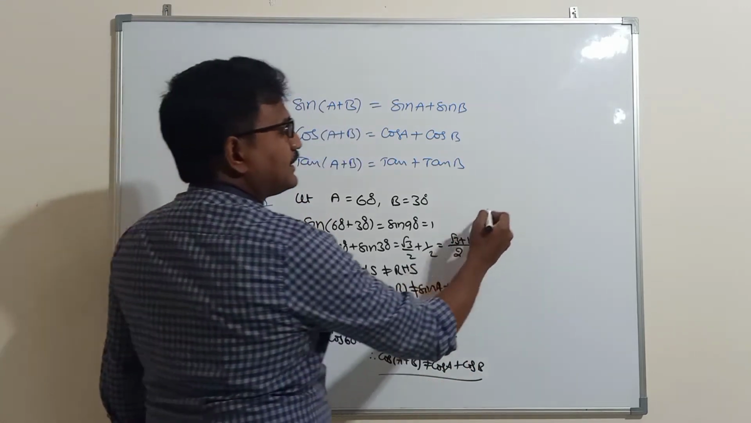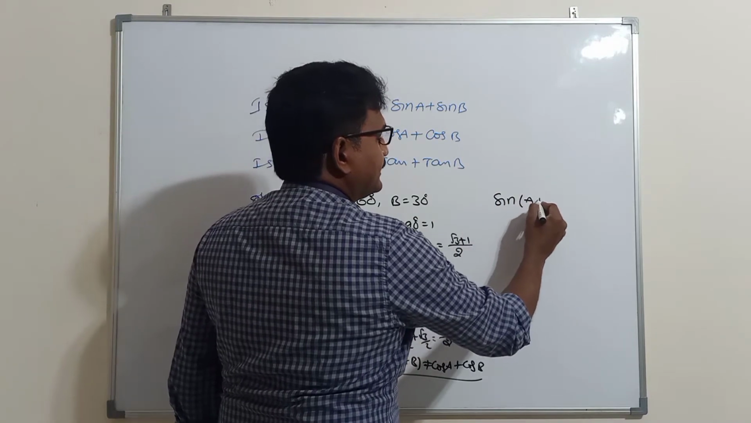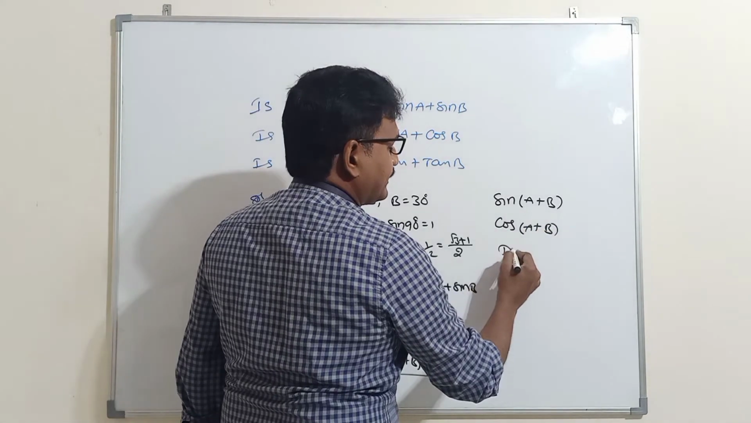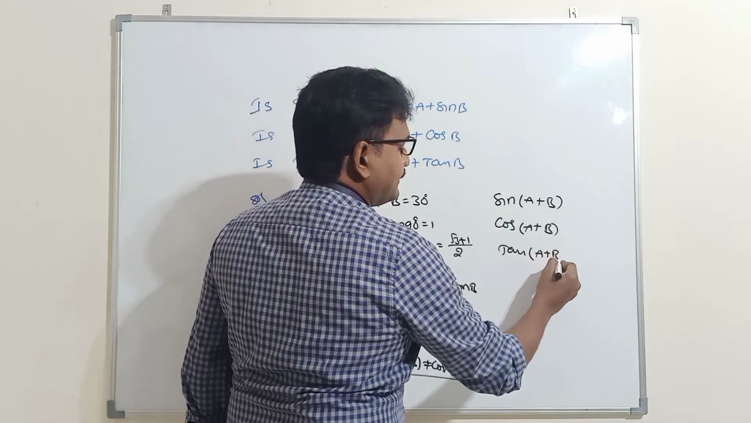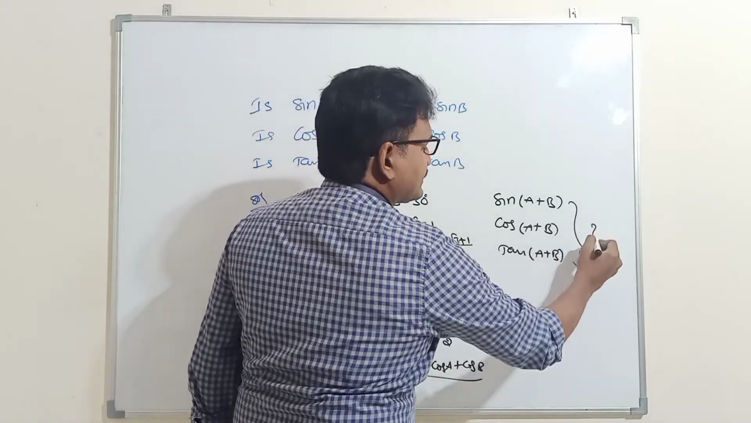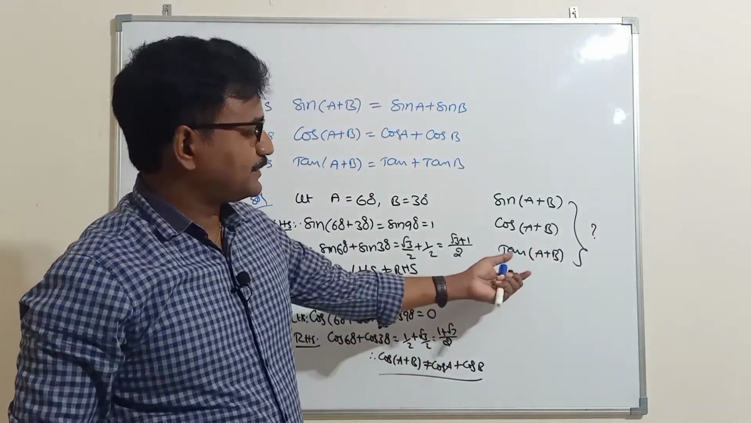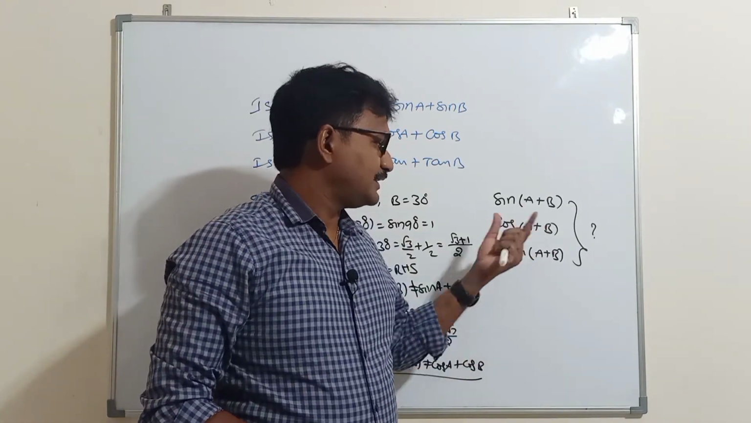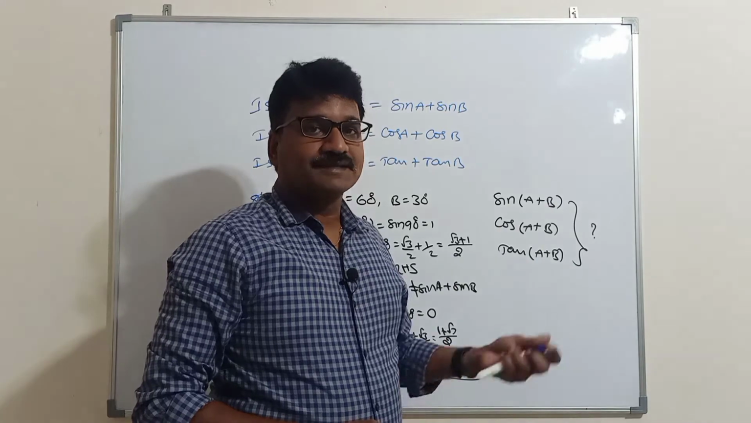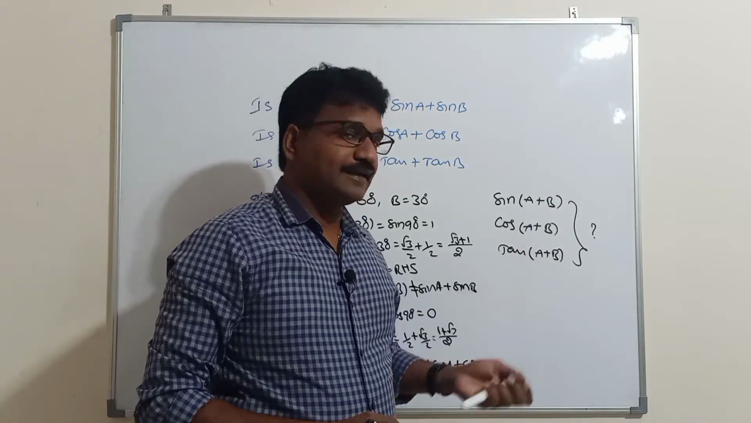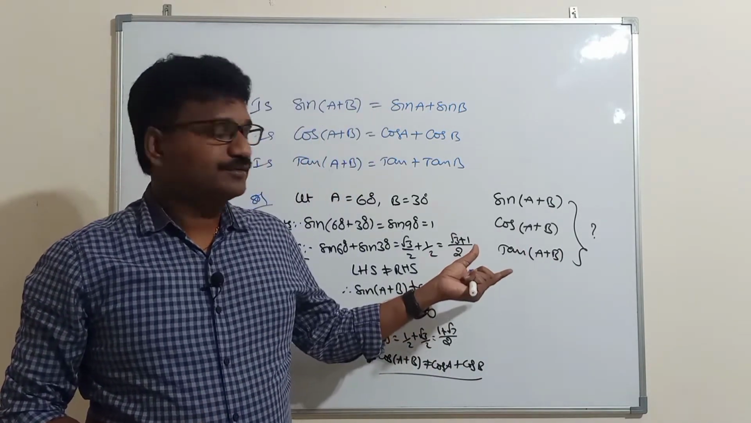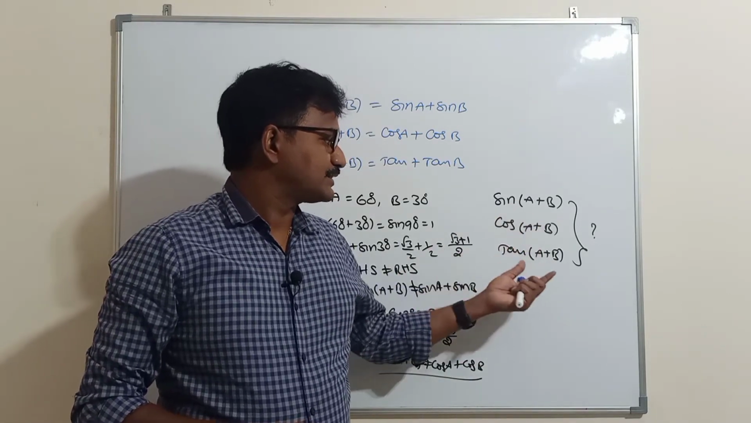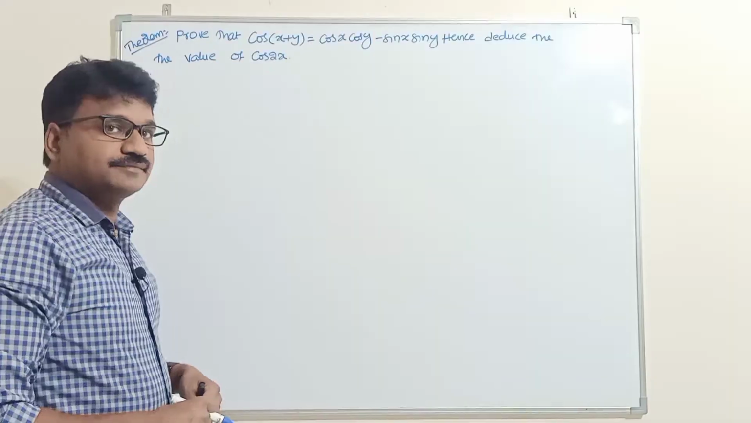Then what is the answer for sin of a plus b, cos of a plus b and tan of a plus b? So further, if sin of a plus b, cos of a plus b, tan of a plus b is not equal to sin A plus sin B or sin A minus sin B, then what is the value of sin of A plus B, cos of A plus B, tan of A plus B? Now we are going to discuss the theorems of sin of A plus B, cos of A plus B and tan of A plus B.